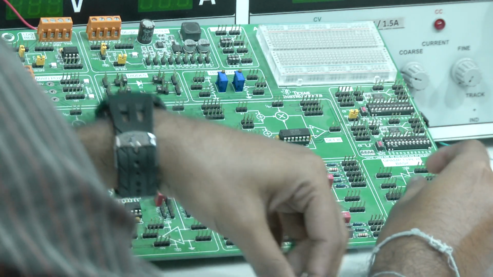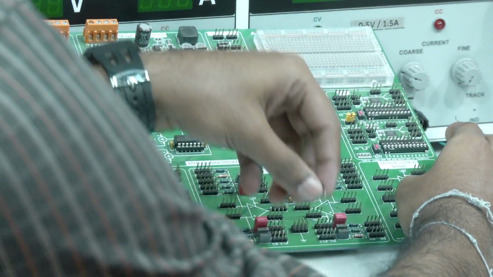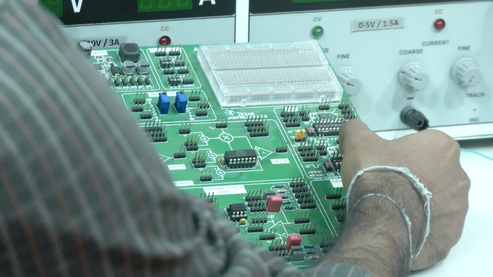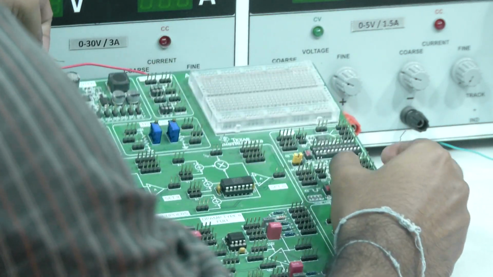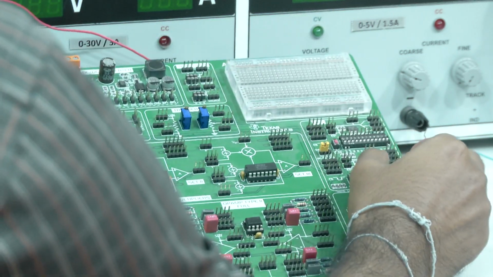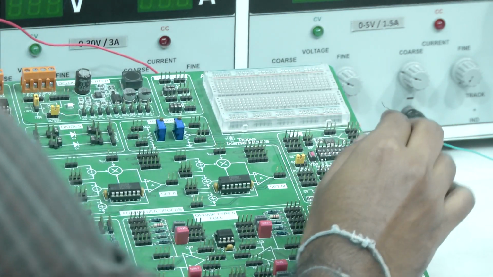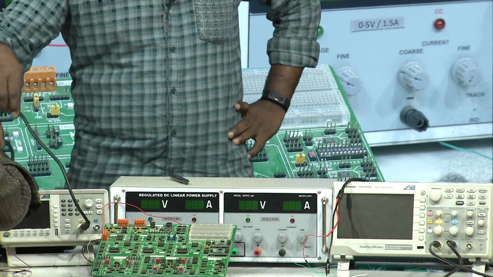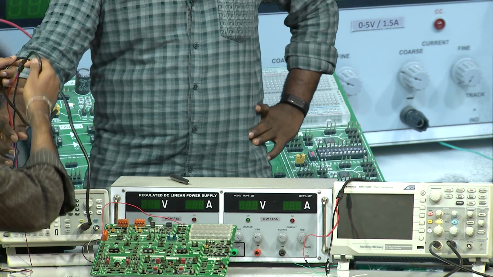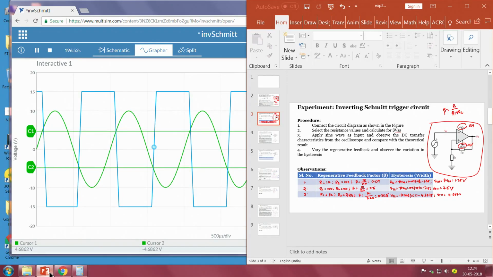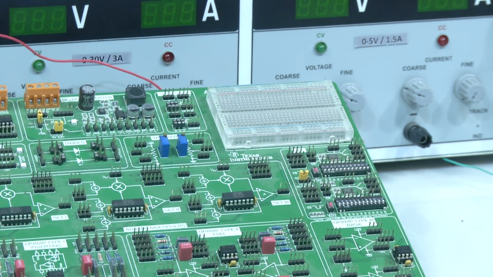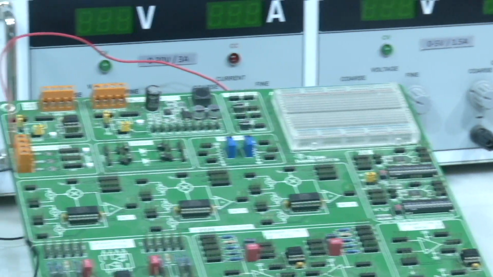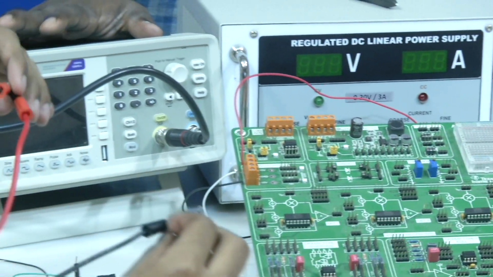So, how do we connect it? The negative terminal has to be connected with the function generator. If you observe here, this is our function generator, and these are our function generator probes. The resistances we are using are 1 kilo and 10 kilo, and we are using a function generator to provide the required signal.